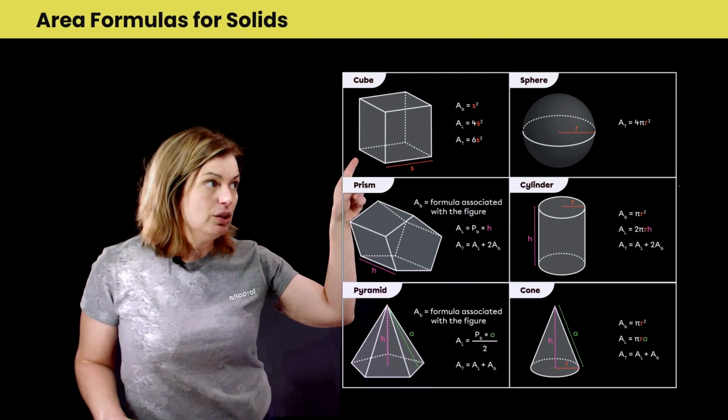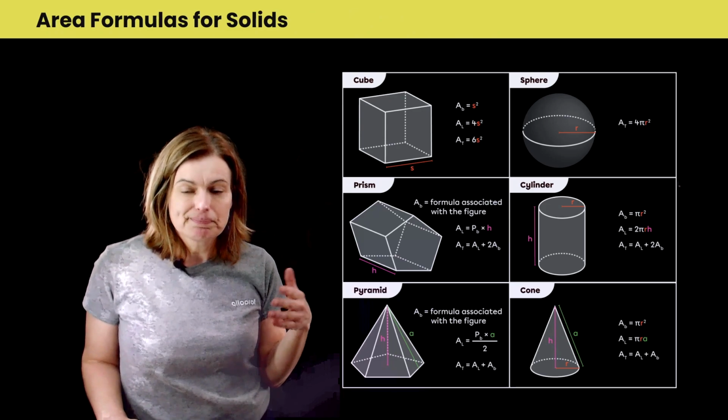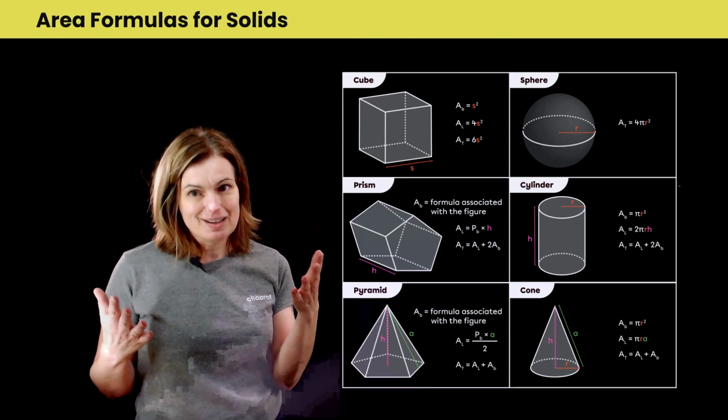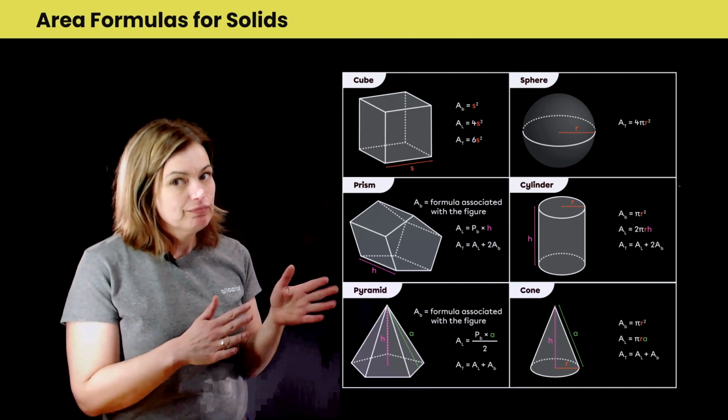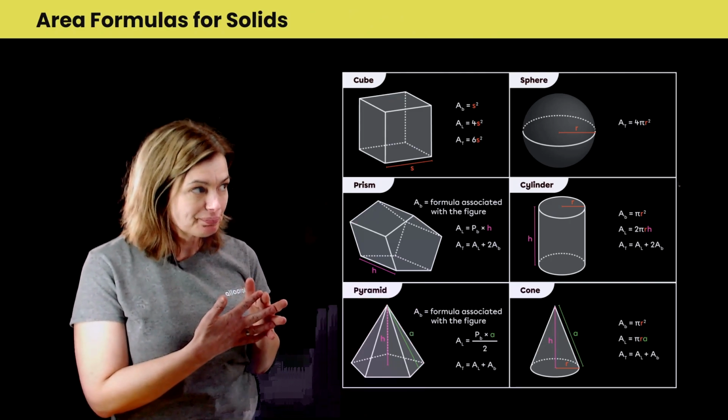The cube is, of course, a special kind of prism, only all of the dimensions are the same on the cube, so it makes it kind of easier to deal with. Finally, we have pyramid and cone.